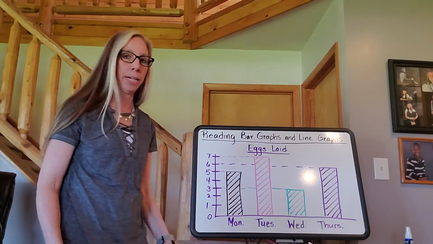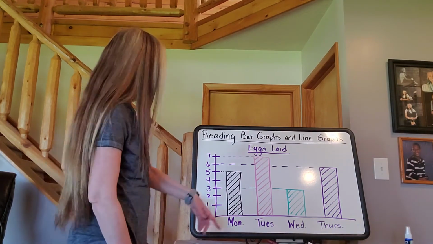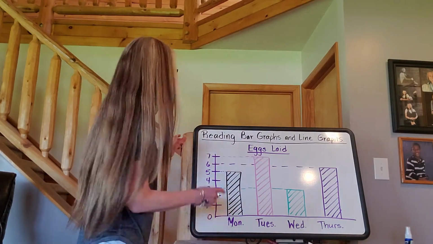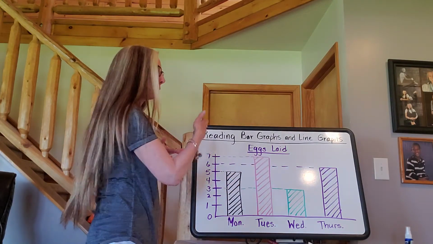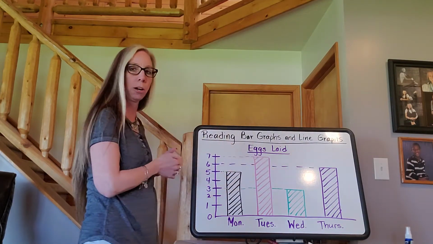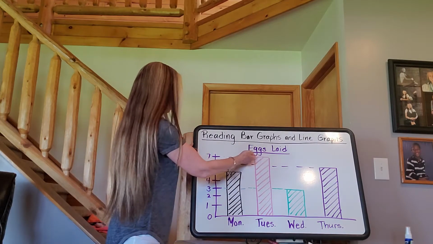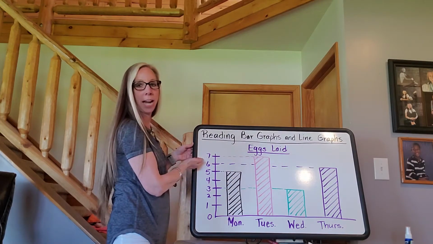Okay? How many eggs were laid on Tuesday? So you'd go to Tuesday, you'd go up, and I kind of drew in the lines to show you, so that way it would make it easier for you to see, because I know it's kind of hard when there's no lines across the bar graph. So Tuesday, they laid 7 eggs.